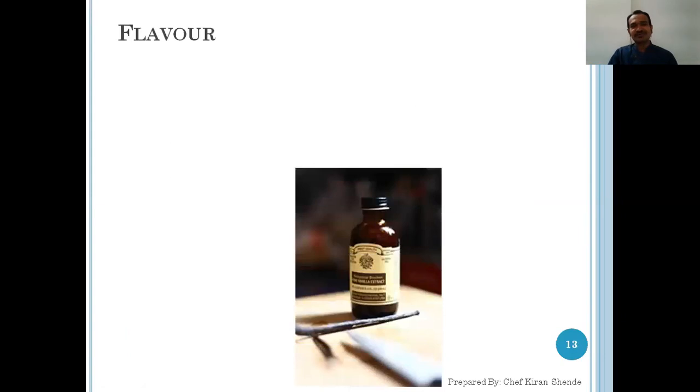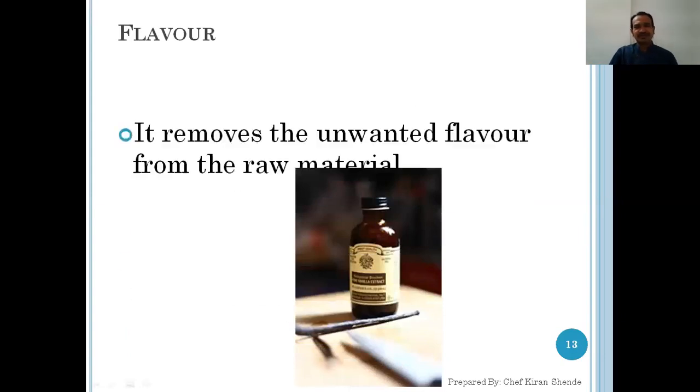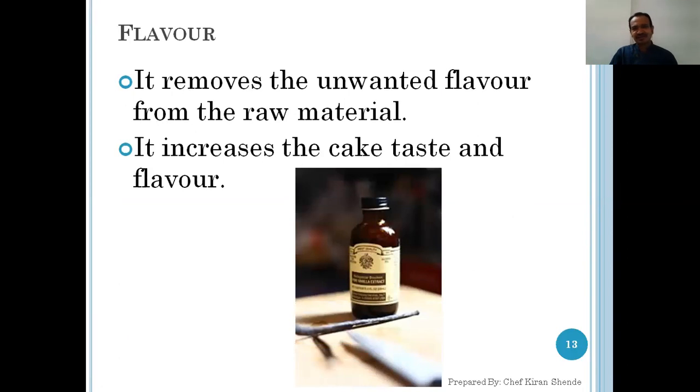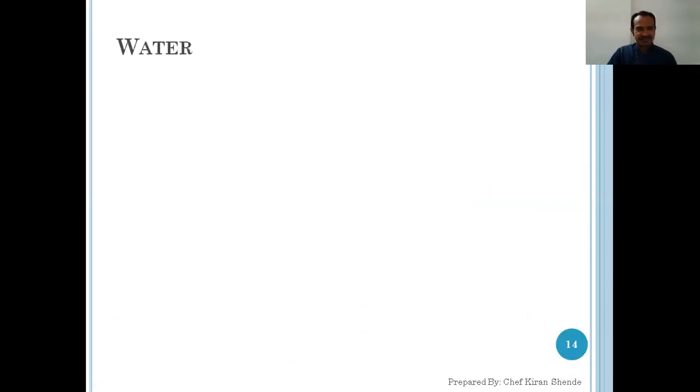Flavors, basically, why do we use flavors? Flavors will cut down the unwanted flavor or smell of the raw material, basically eggs. It is used to cut down the smell of eggs, and it increases the cake taste and flavor. The eating quantities basically are increased. So flavors by means of spices, emulsions, oil or essences, anything can be used to cut down the smell of eggs.